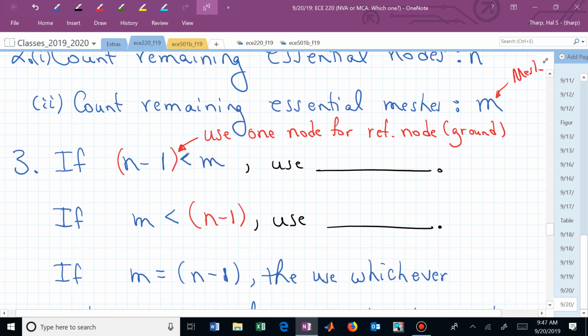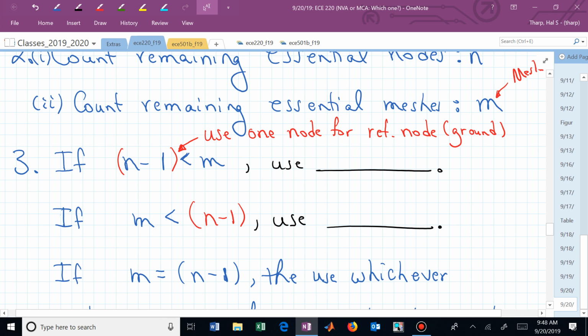Here is the final step in this strategy. We have one of these if statements. If n minus 1, n was the number of essential nodes, and we know that we fix one of those as our reference, so we really just have n minus 1 variables left. That's where the n minus 1 comes from. We're using one node for a reference node. We want to compare the number of unknown node voltages, n minus 1, to the number of unknown meshes.